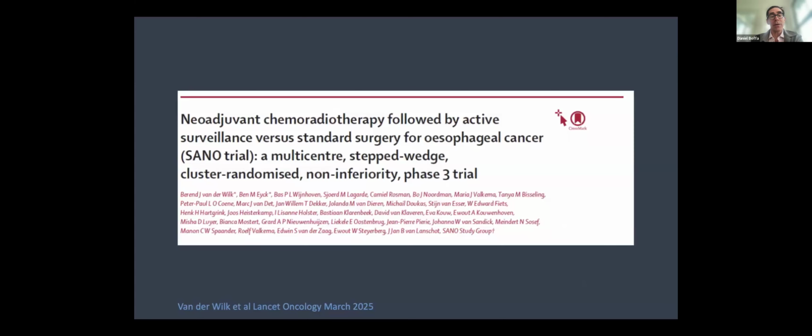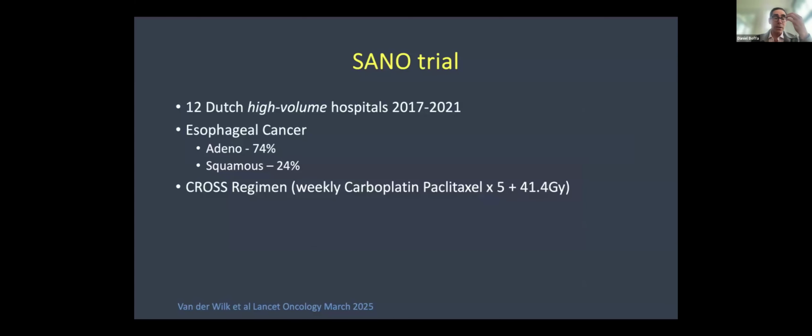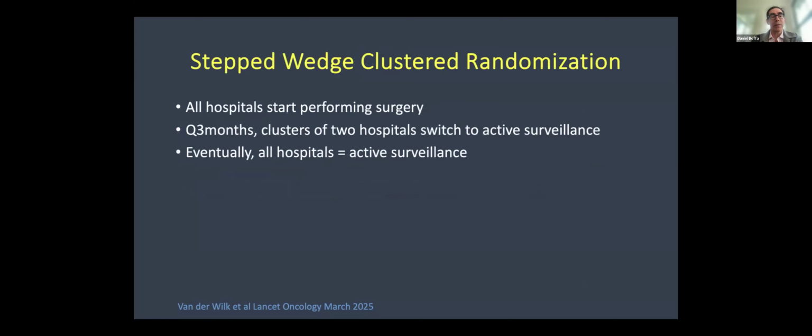So now to talk about the SANO trial. This is a really nice trial done again in the Netherlands. 12 high volume centers, and it's a recent trial, similar to pre-SANO, mostly adeno and about 25% squamous. And again, it's the CROSS regimen. And they use something called a stepped wedge clustered randomization, which basically means the patients aren't randomized. The 12 hospitals, they only do one or the other, and what they do evolves over time.